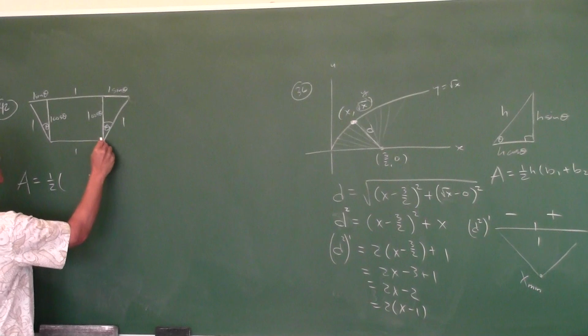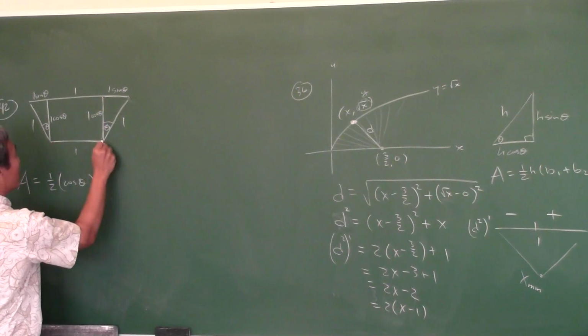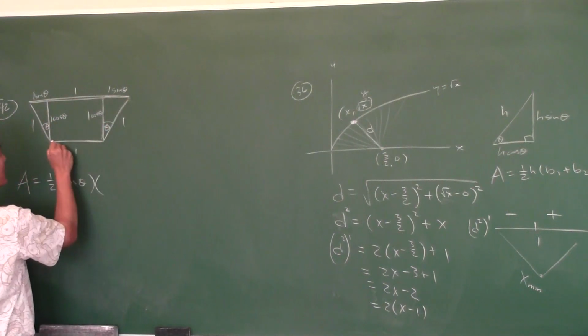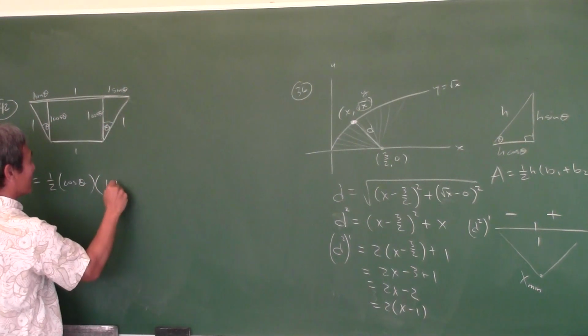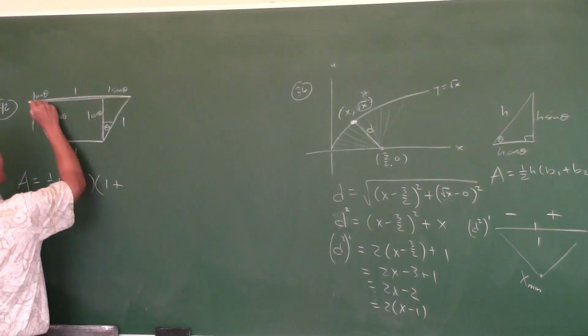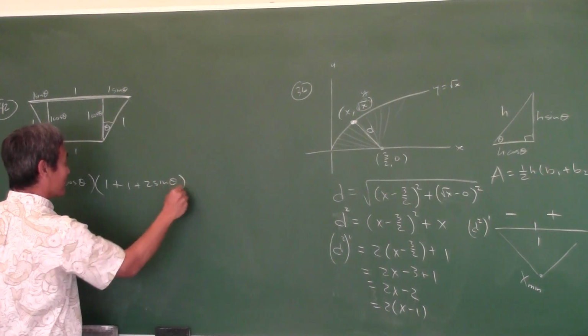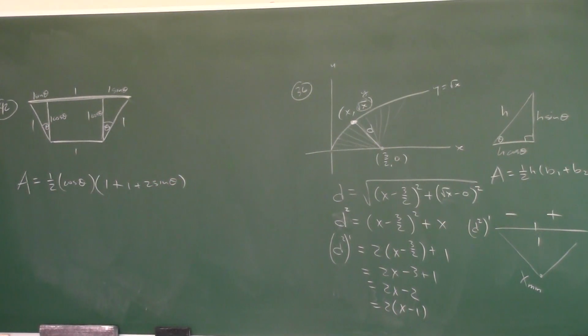Look at the picture. What's the height? It's right here. It's the height: cosine theta. The area is cosine theta times (b1 + b2)/2. What is b1? 1. And what is b2? 1 plus 2 sine theta. There you go. This is the area of the trapezoid.